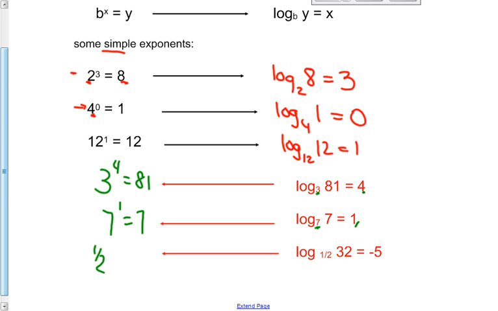1/2 raised to the -5. Does that equal 32? Well, let's just think about that for a second. Anything raised to a negative power says to flip your base. If I flip my base 1/2, it becomes 2/1, and then it's raised to the +5. And yes, 2 to the 5th does equal 32.